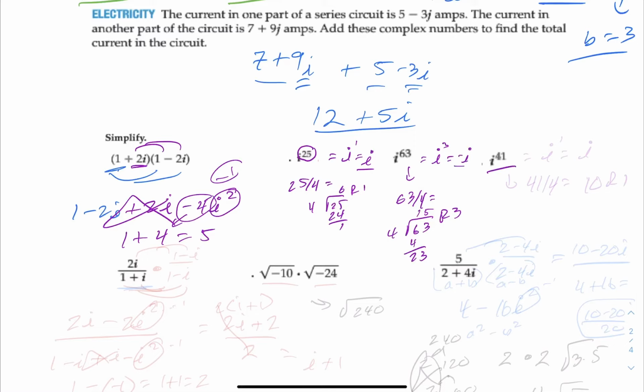i to the 41. 41 divided by 4. Only 4 options. That's right, now it's 10 remainder 1. So it's the same thing as saying i to the first, which is i.